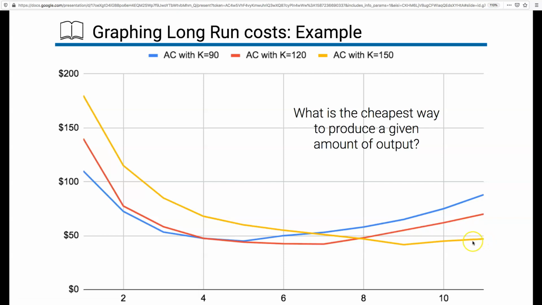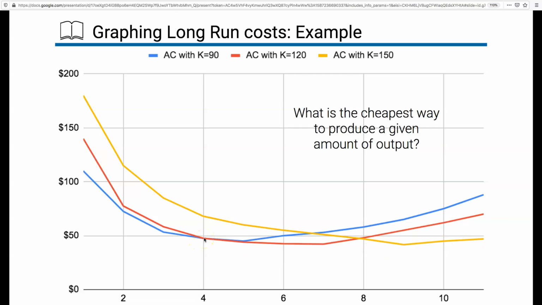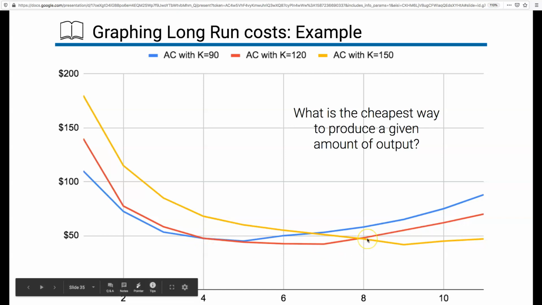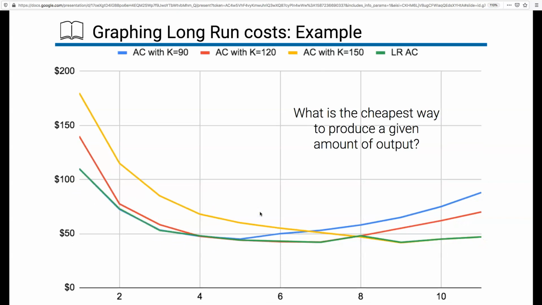So the answer simply is, for levels of output under 4, use the smallest level of capital, 90. Between 4 and 8, use the medium amount of capital, 120. For 8 and up, use 150. And this is exactly what the long-run average cost curve is about. Just pick the cheapest way to produce, so underline the lowest curve on the graph. I'm going to use color green for that. There we go. So the green line is comprised of the blue line from 0 to 4, the red line from 4 to 8, and the yellow line from 8 to 10. This is going to be the long-run average cost curve.